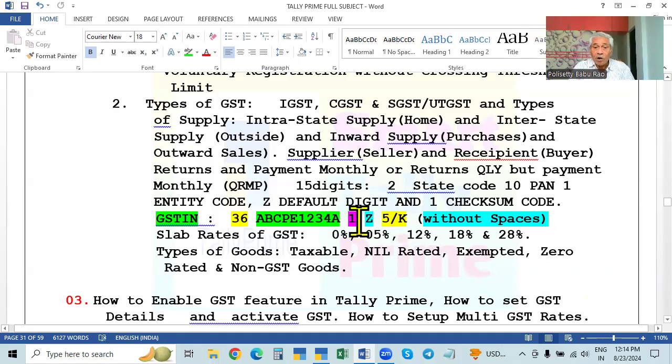In such a case, how to mention 12? If you give 12, the total number will be 16. That is why that default digit is used for the second digit. If the registration entity code contains 2 digits, that is, the number of registrations is more than 9, that is 2 digits, for example 12 registrations.